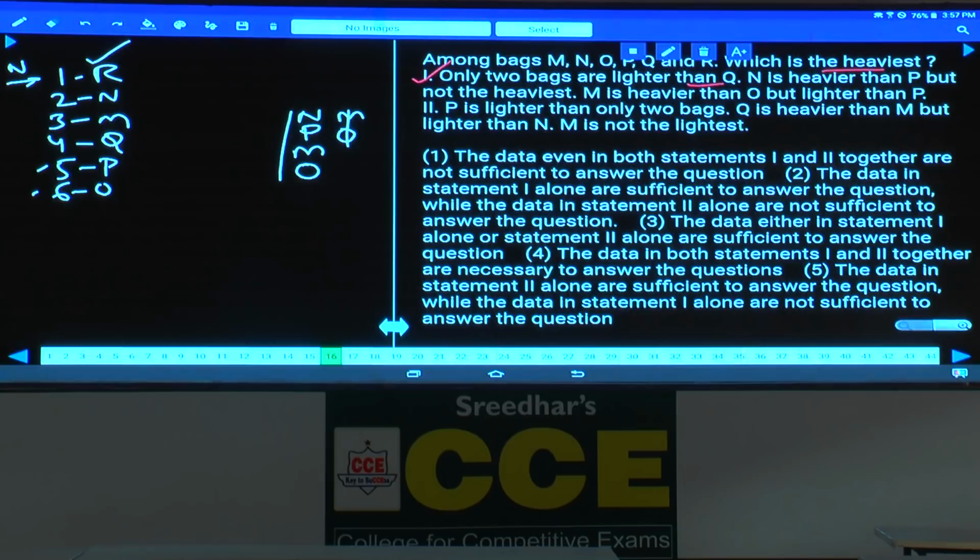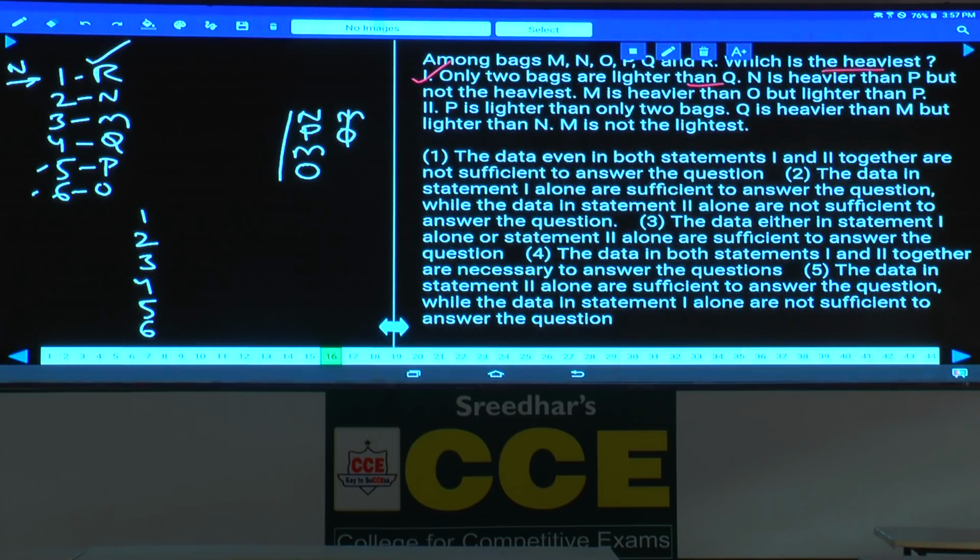Then, as 1 alone is sufficient, we should check whether with the help of 2 alone also we are getting the answer or not. With the help of 2 alone also, if you are getting the answer, then either 1 or 2 will be the choice. Then, condition number 2. 1, 2, 3, 4, 5 and 6 are the 6 bags in this.